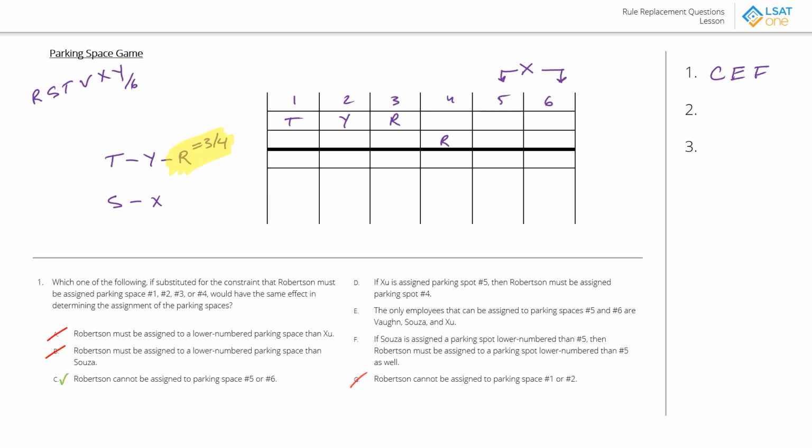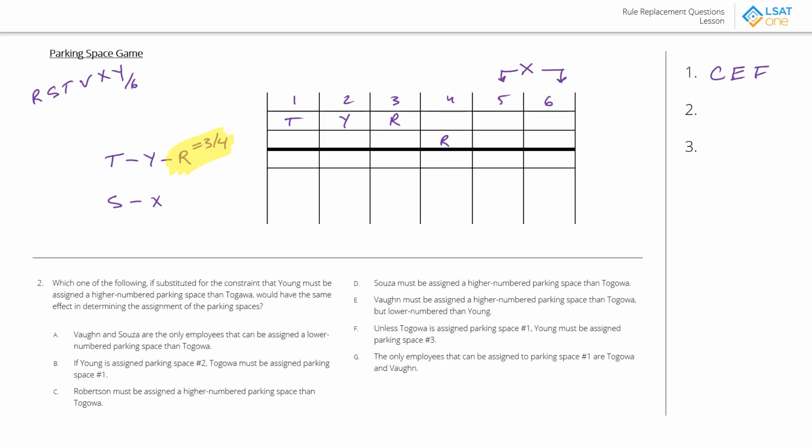Next, question number 2. Once again, take a moment, see what you can do with this on your own first, and resume when you're ready. All right, so what do we got? The question: which of the following, if substituted for the constraint that Y has to be a higher number than T? So specifically, we are replacing this rule right here that basically T is before Y. Let's see what we can do.